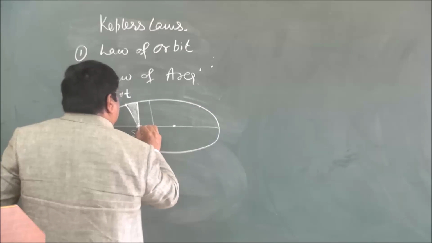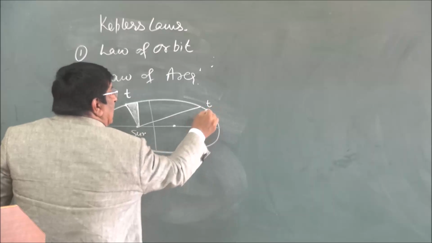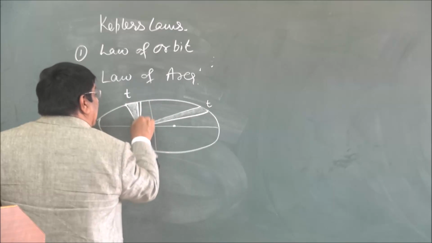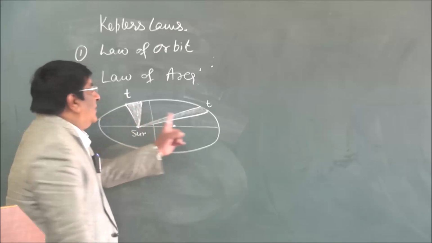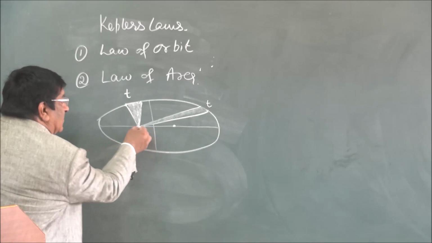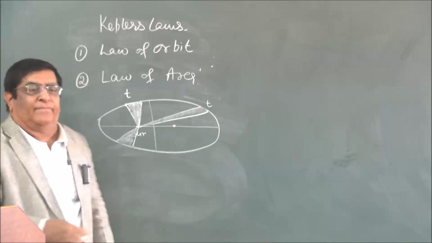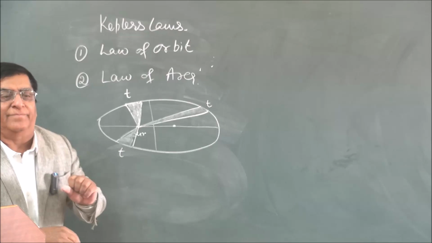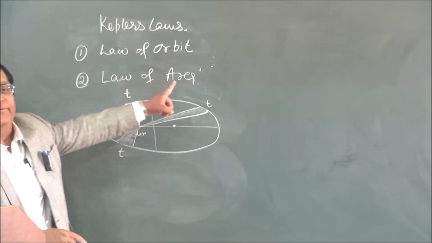Once Earth is here, in the same time it moves from this place to this place. Time t, and now this is the area swept by it. Earlier we can say this was the area in time t. Now this is the area in time t. These two areas are equal. This is the law, Kepler's law. When it is again going from this point to this point to this point, this area will be the same as this. How much time? T. So aerial velocity, area divided by time, is the same wherever it is. Aerial velocity is always the same. That is the law of area.